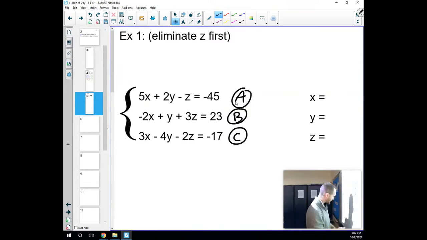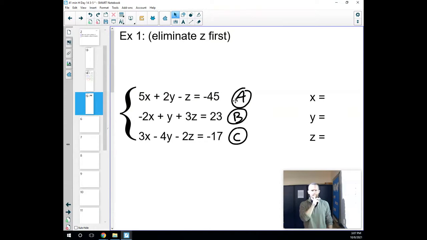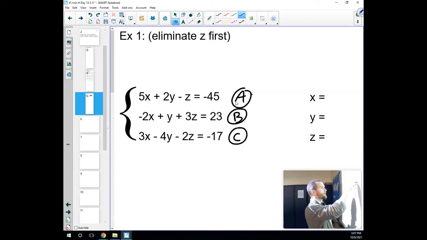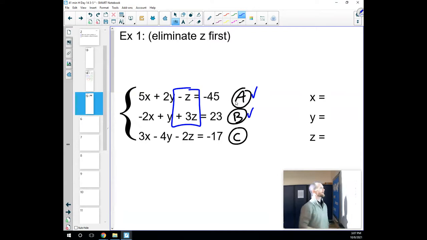And C. And again, it's all about the decision making here. So let's see, to eliminate z, I think A and B would be a good pair to start with. So A and B, but they're not ready to eliminate just yet. We've got a -z and a positive 3z. So we've got to manipulate them. We've got to multiply by something to create our opposite coefficients.